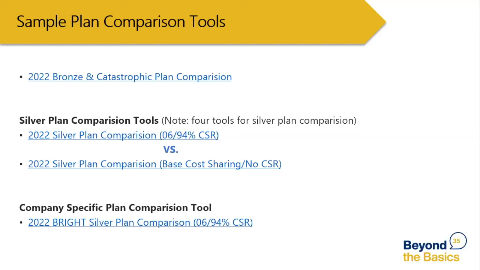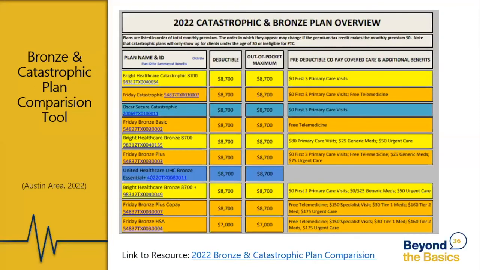So there are some somewhat straightforward plan comparison tools that you can build. And when you receive this training, you can click on the links to see how we built a bronze and catastrophic plan comparison tool, and how we built a couple of silver plan comparison tools, and a company specific plan comparison tool. So I'm going to show you those right now. If you are going to attempt to build a plan comparison tool, I would highly recommend starting with the bronze and catastrophic one.